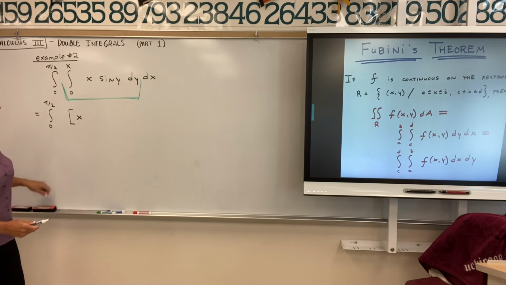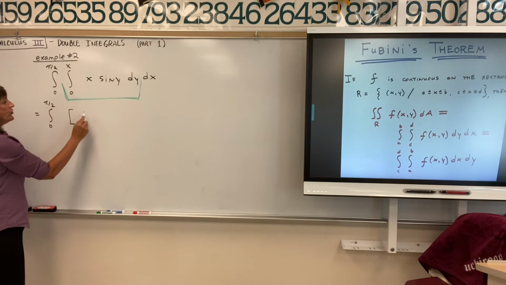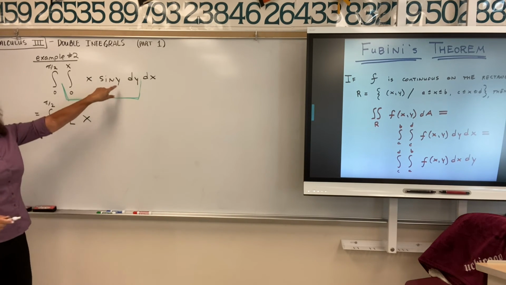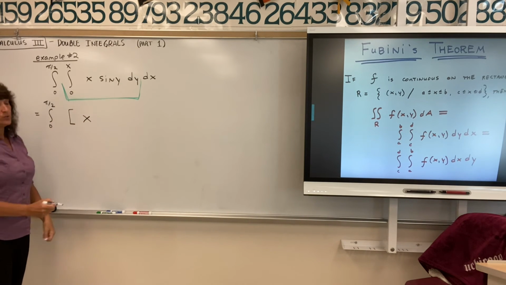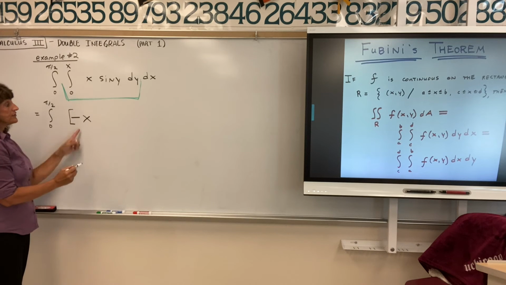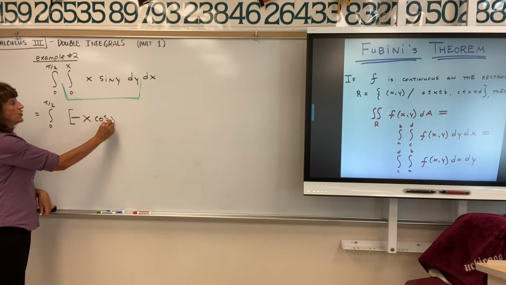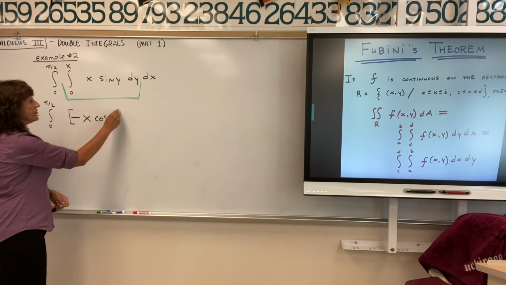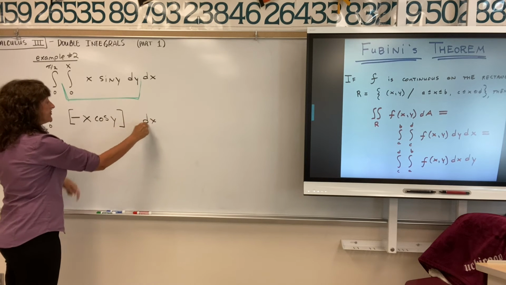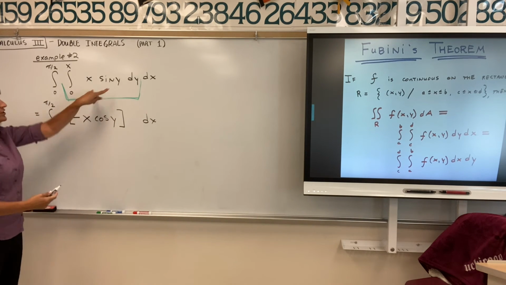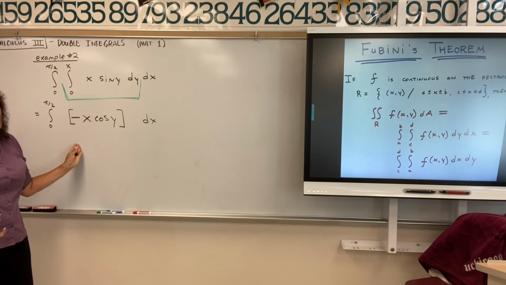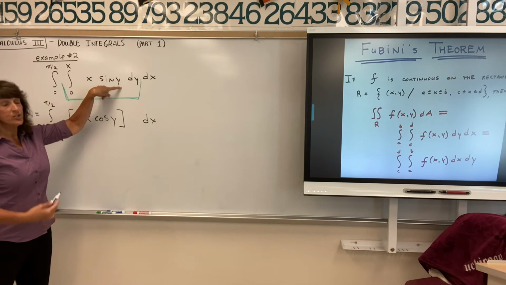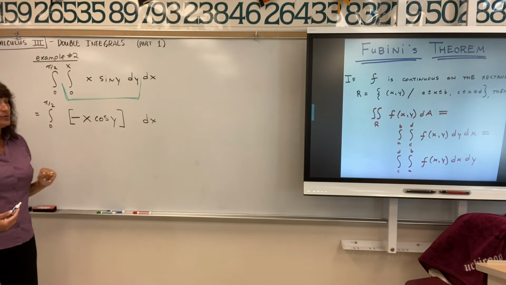Okay, and then when you integrate sine y, the integral of sine y is going to be negative cosine y. So I'm going to pull the negative out front. So negative cosine y. Okay, so here's what we get when we integrate with respect to y first. X is a constant, bring the x down. Integrate sine y. The integral of sine y is negative cosine y.